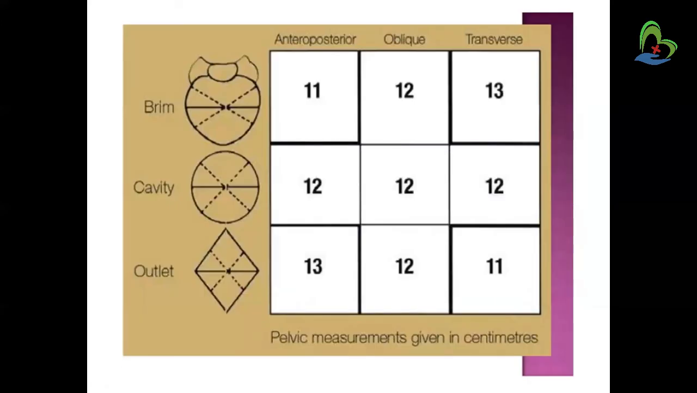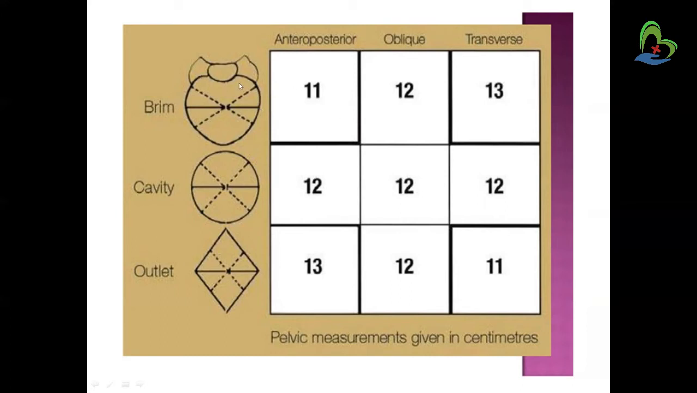Now here are the measurements of the pelvis according to the parts of the bone. So this is the brim, this is the cavity, and this is the outlet. Anterior posterior means from the symphysis pubis till the sacrum bone, from the symphysis till the sacral promontory. Oblique means a slant measurement, and this is the transverse measurement.